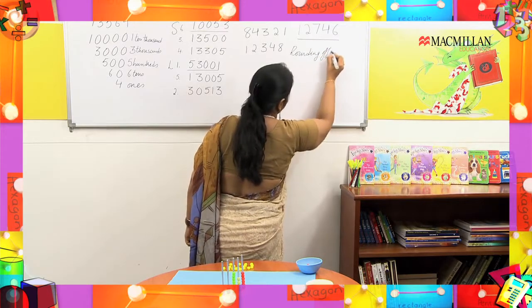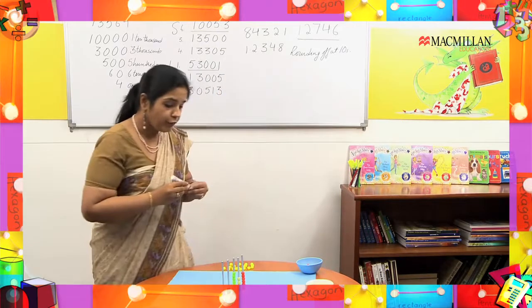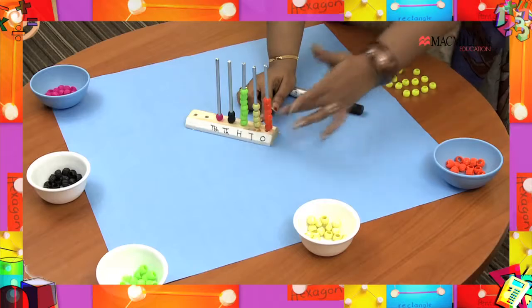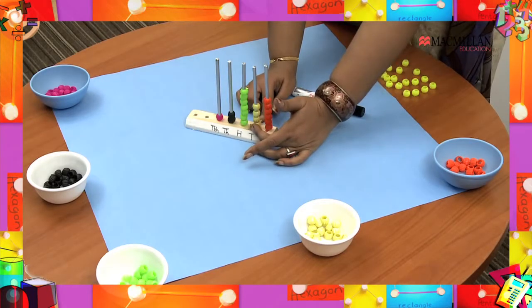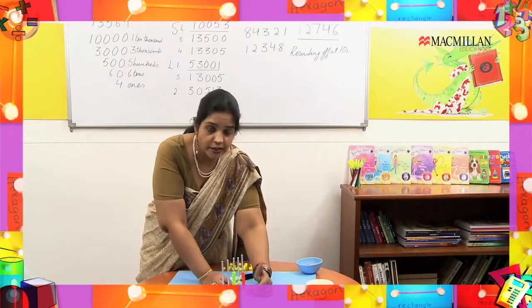Now first I am going to do rounding off at tens. So rounding off at tens means what? That this is the position I am going to round off the number. So whichever is the position, if we are rounding it off at 10, we will look at the number on its left side. So what do I have on its left side? I have these 6 beads.